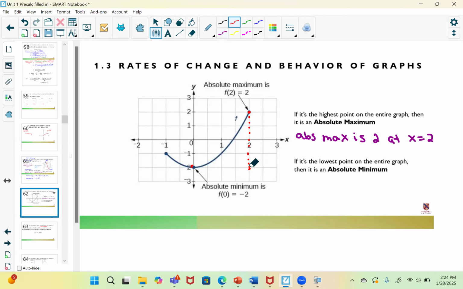So if I look up and down, the lowest y value occurs here. And so the absolute min is -2 at x equals 0. Sometimes you write it as a point, or if they say where, give the x value. If they say what is it, then you give the y value.